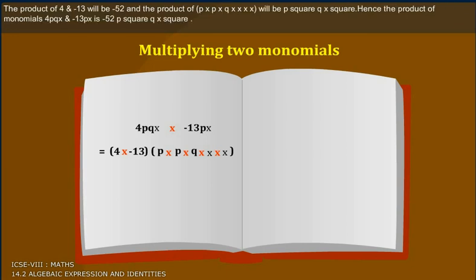The product of 4 and minus 13 will be minus 52. And the product of p into q into q into x will be p square q x square. Hence the product of monomials 4pqx and minus 13px is minus 52p square q x square.